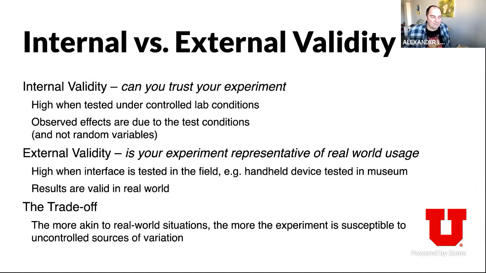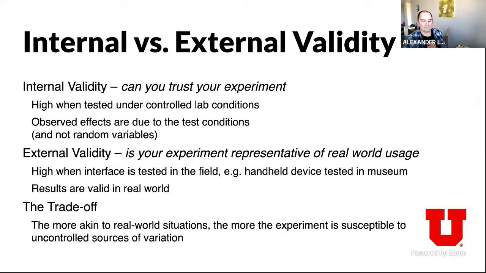One other important concept here is internal versus external validity. Internal validity is about whether you can trust your experiment. This is high when you test under controlled lab conditions, and you can make sure that the observed effects are due to the test conditions and not some random variable. And external validity is related to ecological validity. Is your experiment representative of real world usage? This is high when an interface is tested in the field.